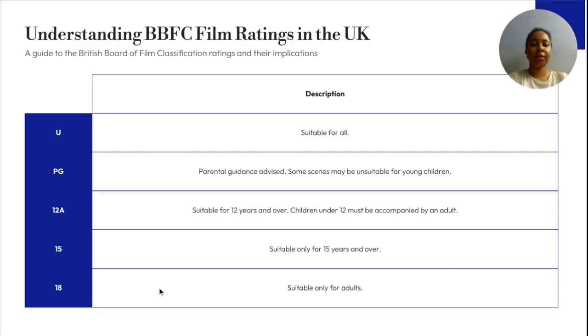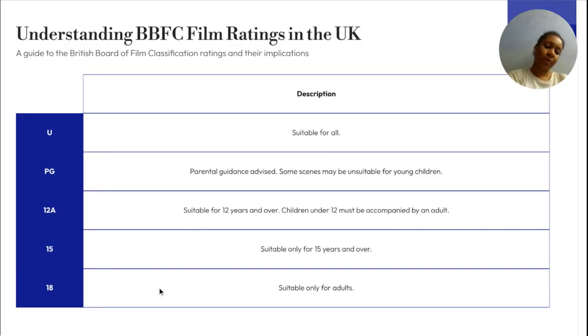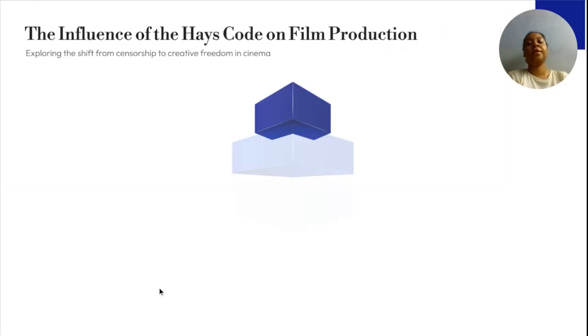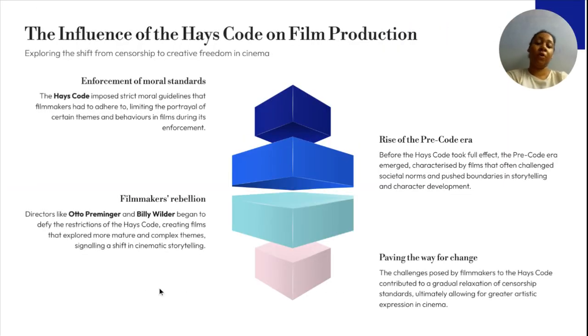Next slide. Okay, what happened? Oh, yes. So the influence of the Hays Code in terms of film production: the enforcement of moral standards. The Hays Code imposed strict moral guidelines that filmmakers had to adhere to. It limited the portrayal of certain themes and behaviours in films during its enforcement. It restricted the filmmakers' creativity as well.